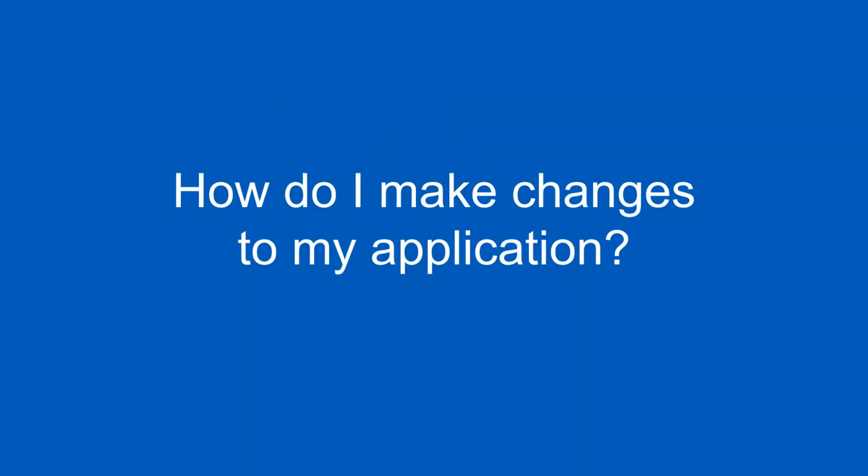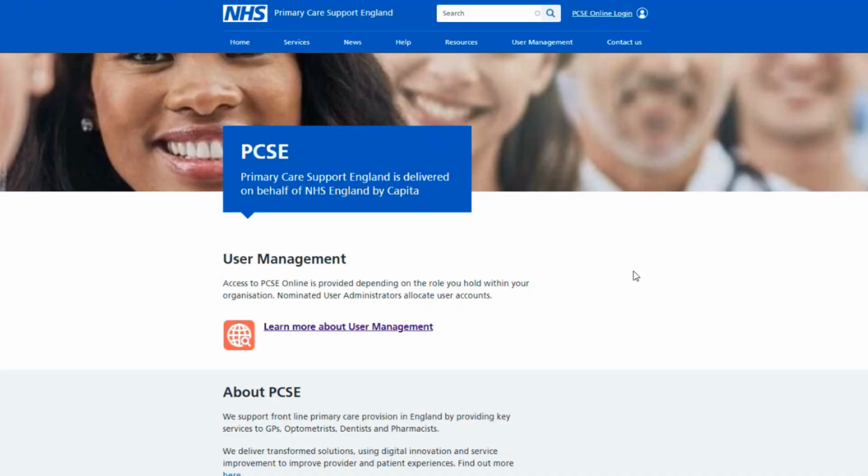How do I make any changes to my application? Unfortunately, once you have submitted your form to PCSE, you will not be able to edit that form. You can, however, contact us to make a change. If you need to contact us about a change within your application, simply visit the PCSE website and select Contact Us, which is at the top in the blue banner.